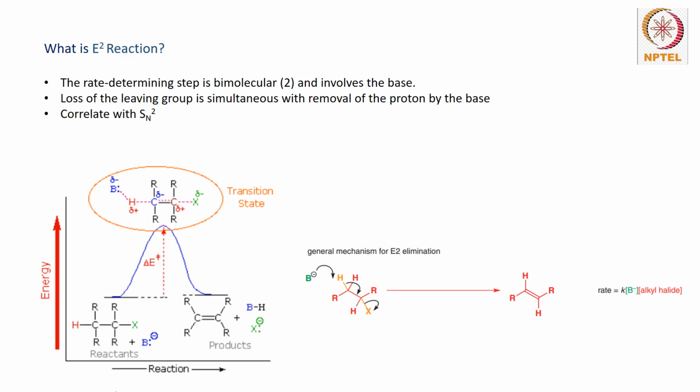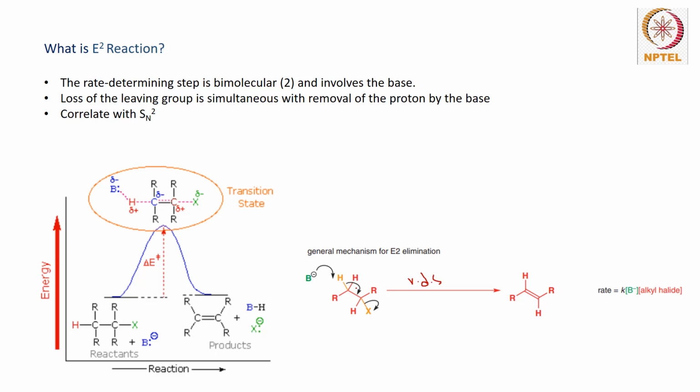Next is E2 elimination. E2 elimination is correlated with SN2. You have just learned about SN1 and SN2. So just think E1 is like SN1 and E2 is like SN2. E2 is a bimolecular reaction because both groups eliminate in the same step and at the same position, and as it is one single step, this is the RDS, the rate determining step.